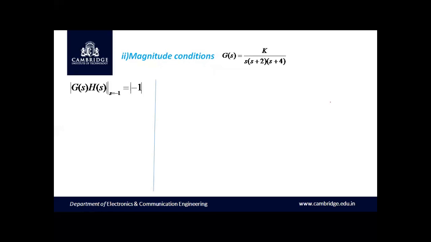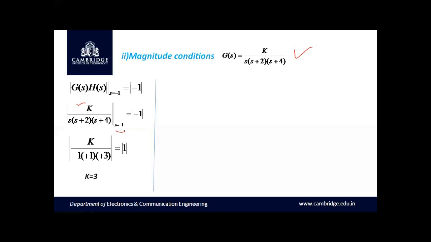Hence you know the magnitude condition, which is given by modulus of g of s into h of s at s is equal to minus 1 will be equal to modulus of minus 1. Given g of s is k divided by s into s plus 1 into s plus 4. Hence let us substitute here and replace s by minus 1. Hence we get modulus of k divided by minus 1 into 1 into 3. Hence I get k equals to 3.